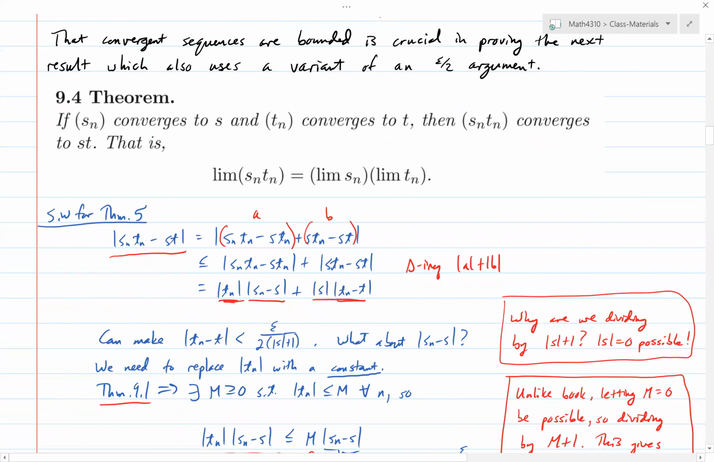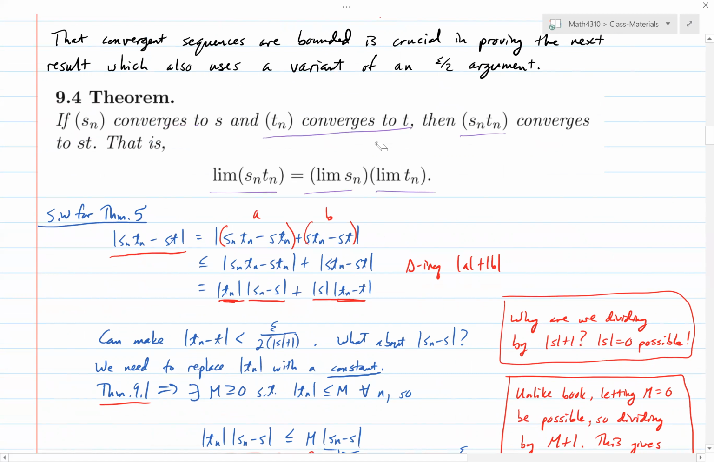I'm just going to assume that we have bounded. And then we went to this theorem, which was 9.4, and it said if Sn converges to S and Tn converges to T, then the sequence defined by the term-by-term product has a limit that is the product of the limits, right?